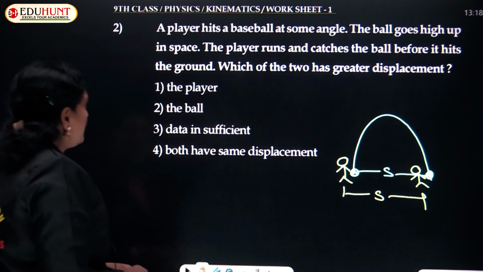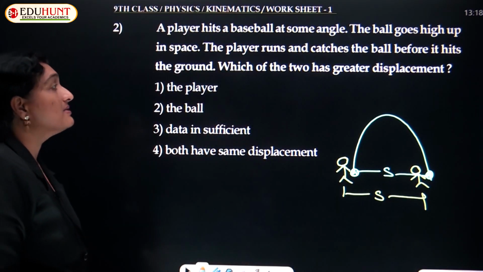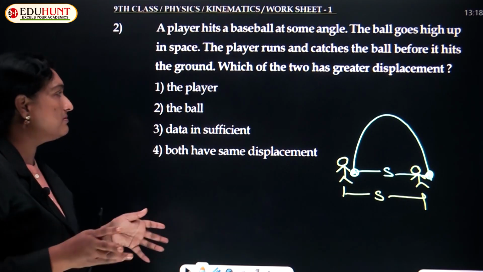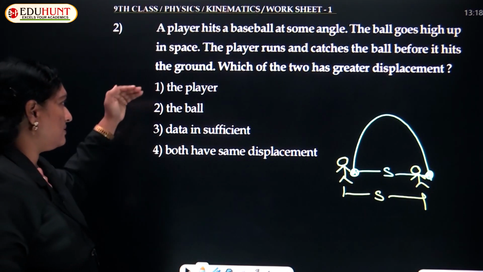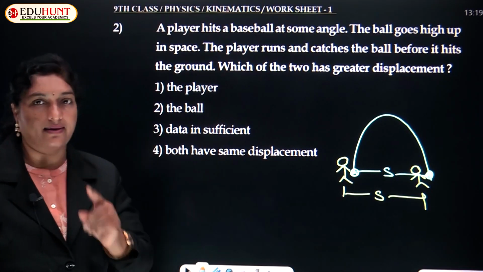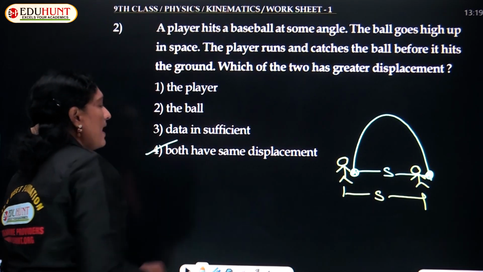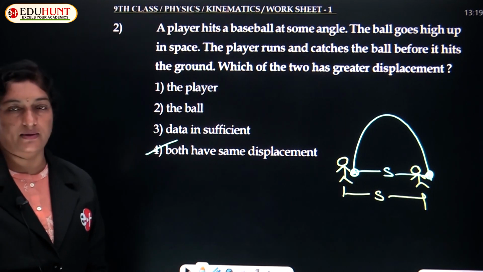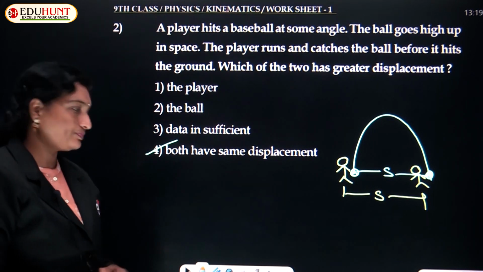So, what is the correct answer? Which of the two has greater displacement? Is it the player, the ball, data insufficient, or both have the same displacement? The correct answer is both have the same displacement. So, option 4 is true.